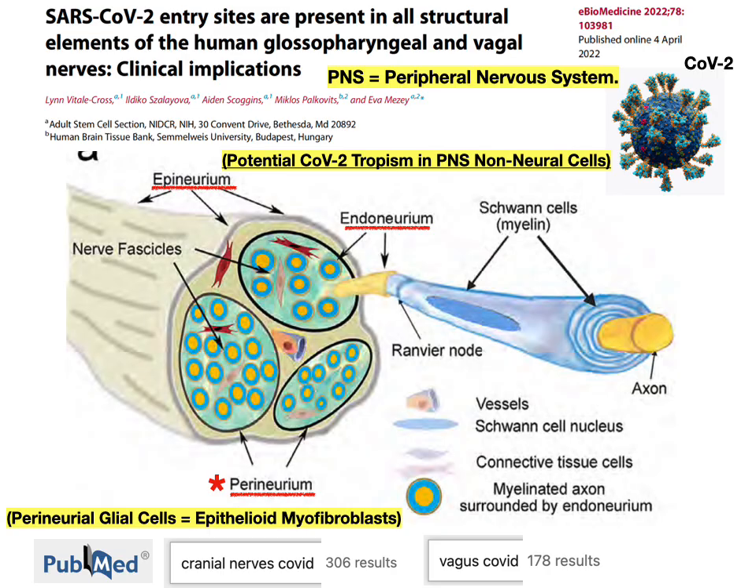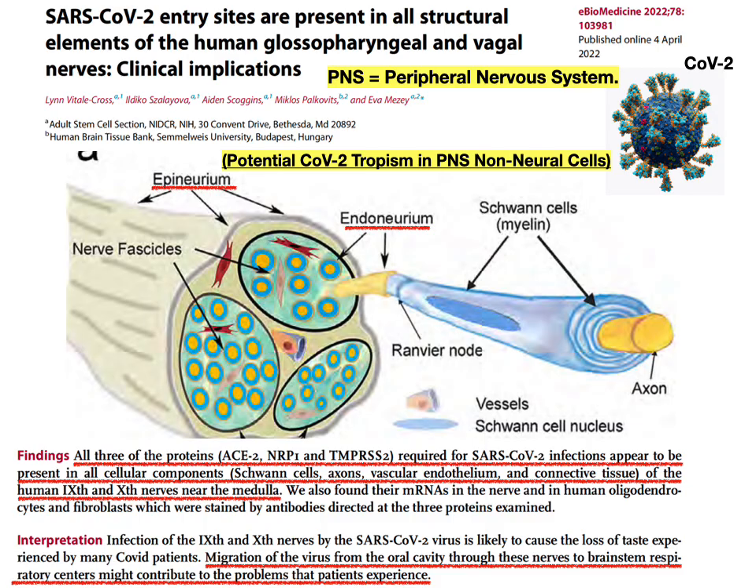First paper from 2022. SARS-CoV-2 entry sites are present in all structural elements of the human glossopharyngeal and vagal nerves. Clinical implications. Findings. All three of the proteins, ACE2, NRP1, and TMPRSS2, required for SARS-CoV-2 infections, appear to be present in all cellular components: Schwann cells, axons, vascular endothelium, and connective tissue of the human 9th and 10th nerves near the medulla.